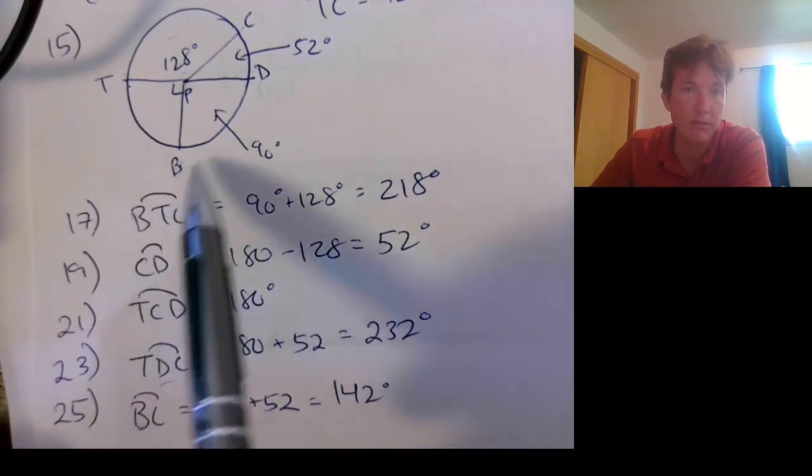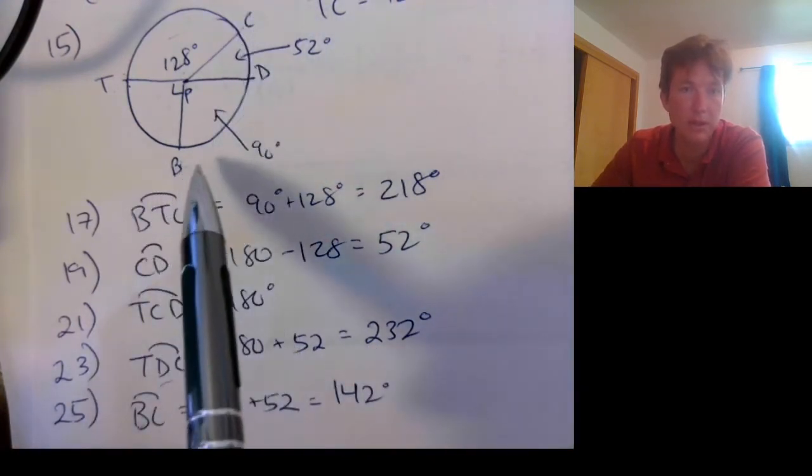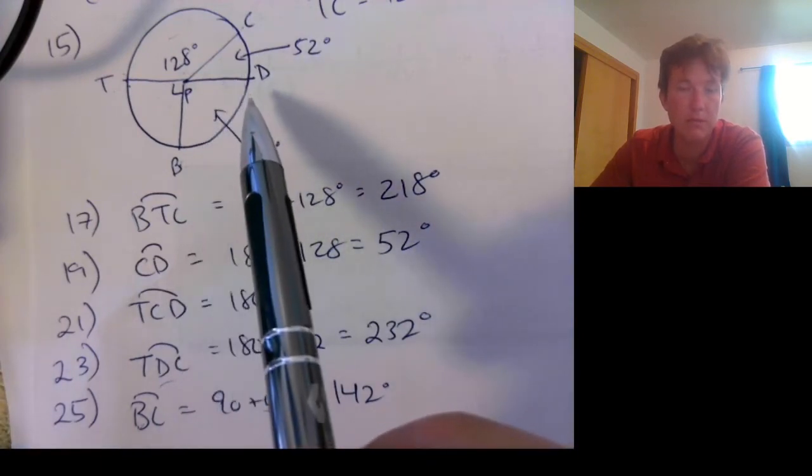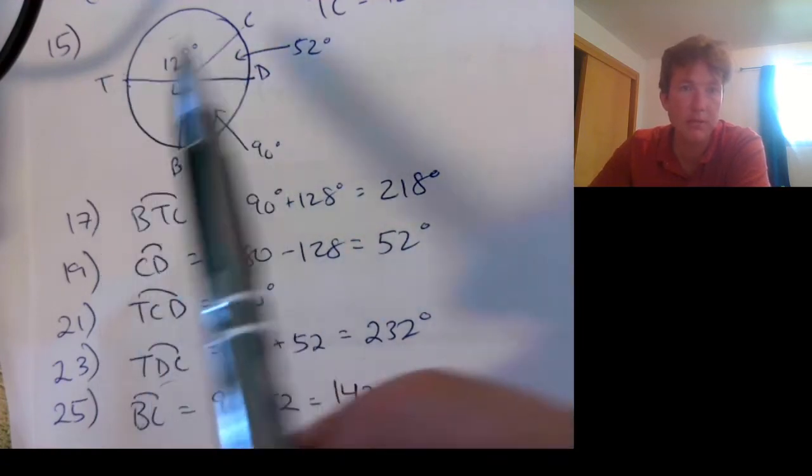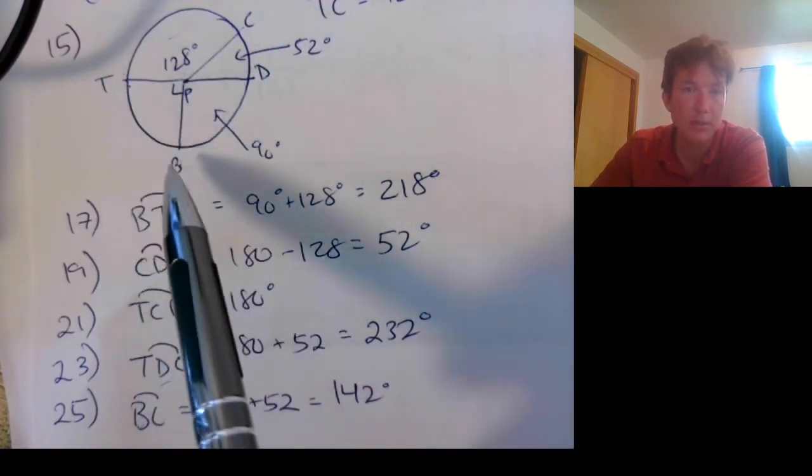However, if they had said BDC, I would know for sure that we're going to the right, since D is in between B and C. If they had said BTC, then we're going to go to the left, since T is in between B and C.